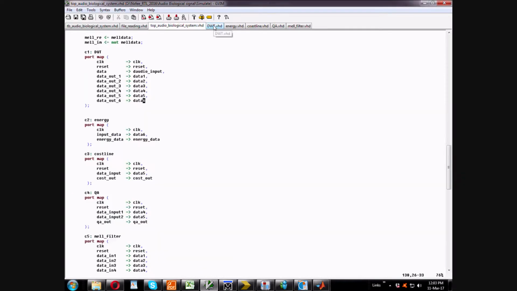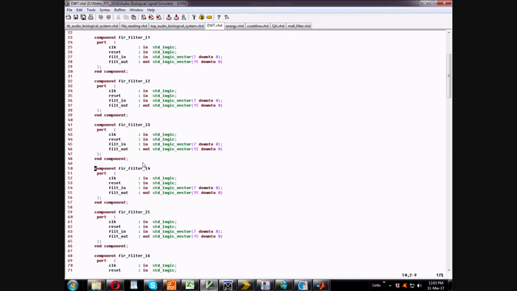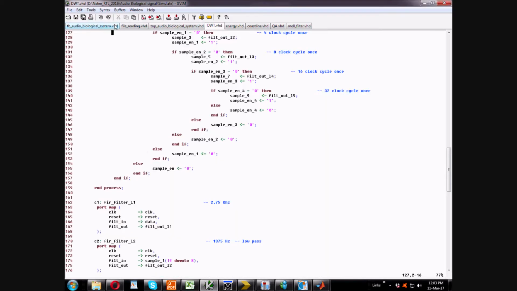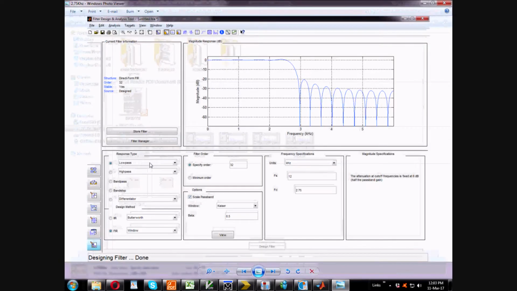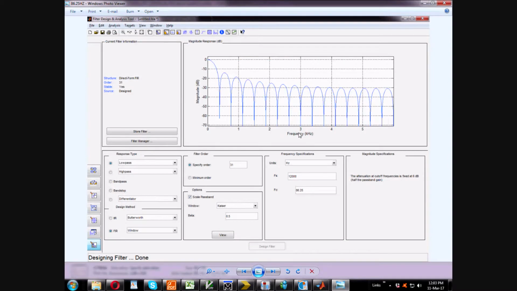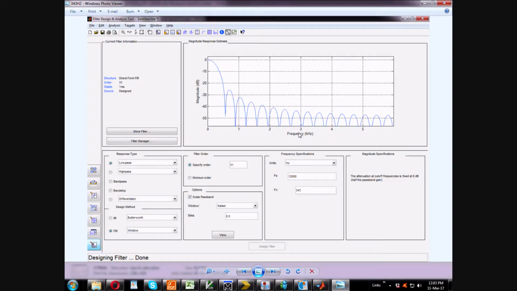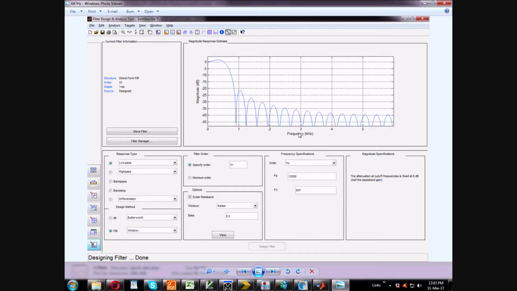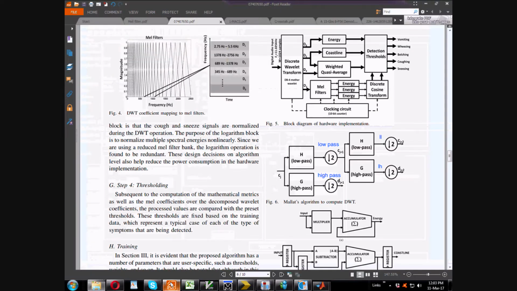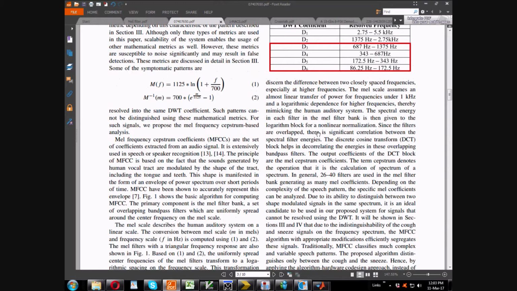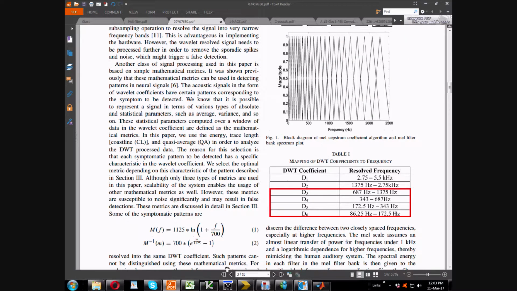So what the DWT means, it's a filter. The filter coefficients will be taken from MATLAB for 2.75 kilohertz, this one for 86.25 hertz, this one for 172 hertz, this one for 343 hertz, and this one for 687 hertz. Based upon Table 1 in the paper, we take those filters for the DWT.